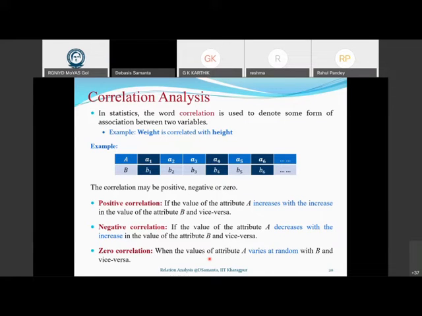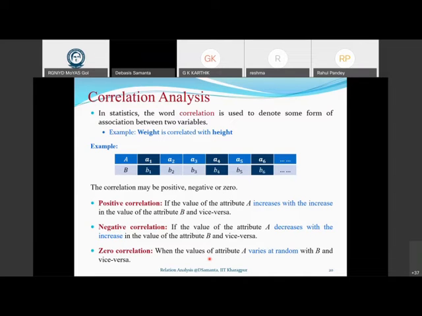Now this correlation can be termed positive, negative, or zero correlation. Positive correlation means that if the values of A increase with the values of B and vice versa, then we say positive correlation. On the other hand, it is negative correlation if the values of A decrease with the increase of the values of B, or vice versa. And if there is no increase or decrease pattern between the values of A and B, like they are random in nature, then it is called zero correlation. So the correlation can be of three types: positive, negative, and zero.